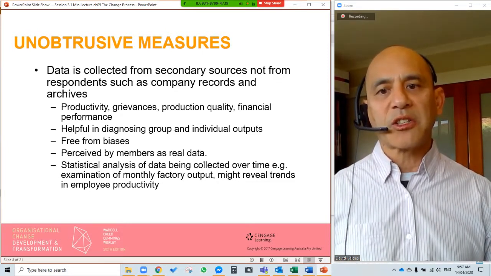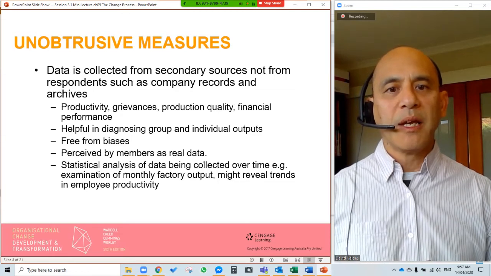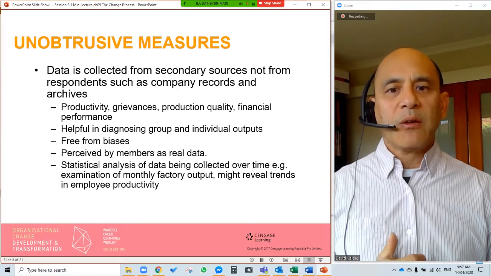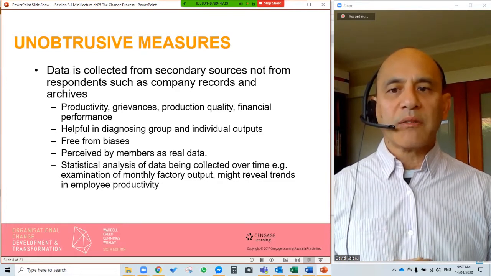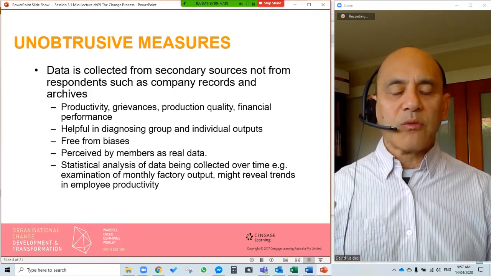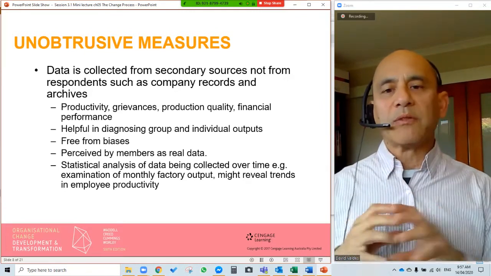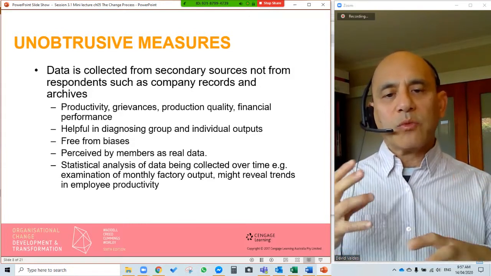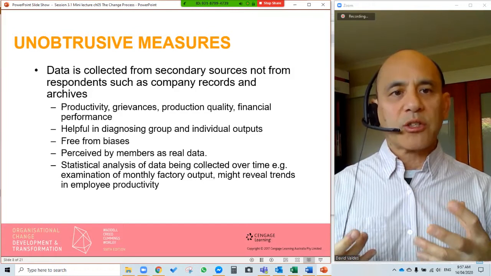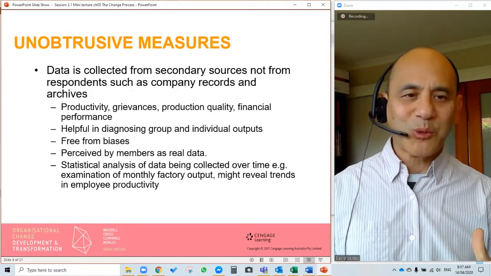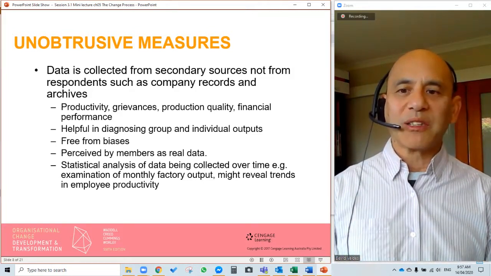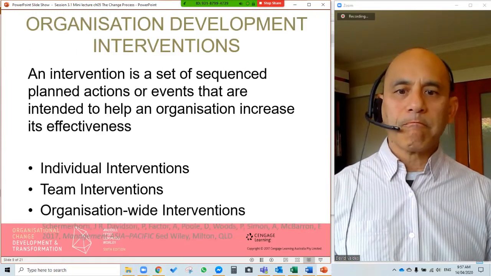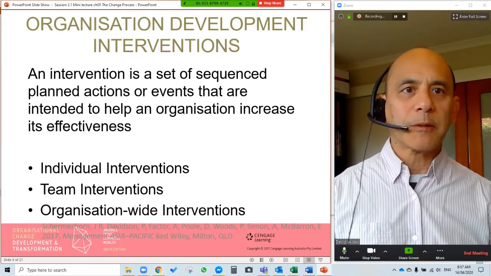So, statistical analysis of data being collected over time. For example, the examination of monthly factory output, which might reveal trends in employee productivity. In other words, if we're looking at data over a long period of time, we know whether it's going up or it's going down. And this could reveal the trajectory of employee productivity. So we'll stop there for a moment.